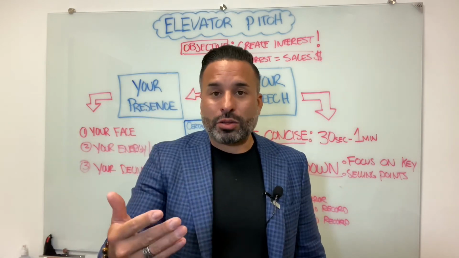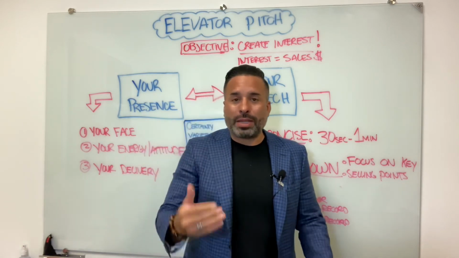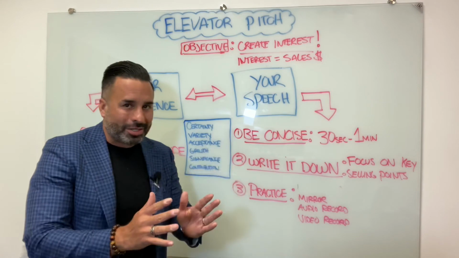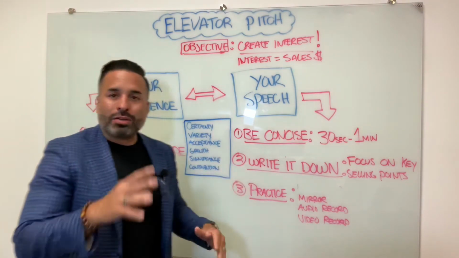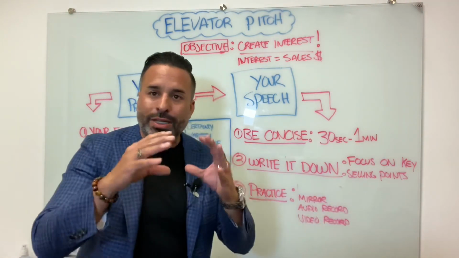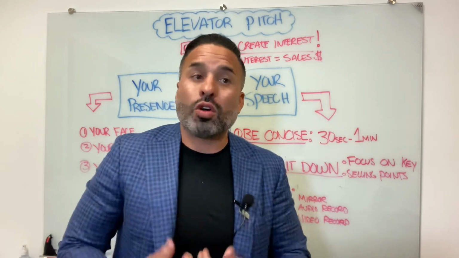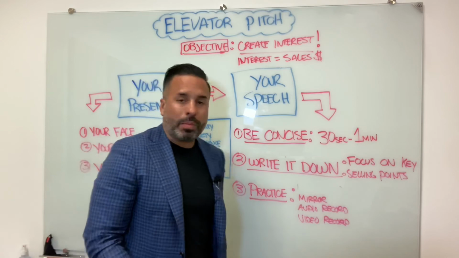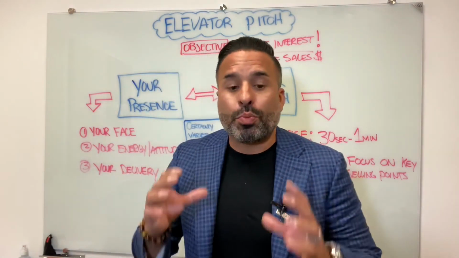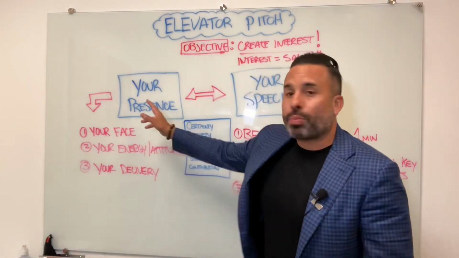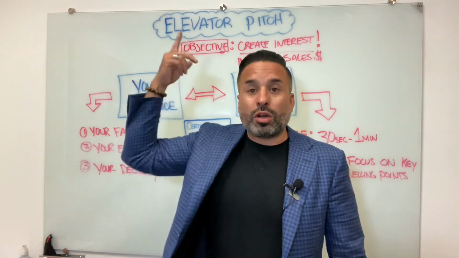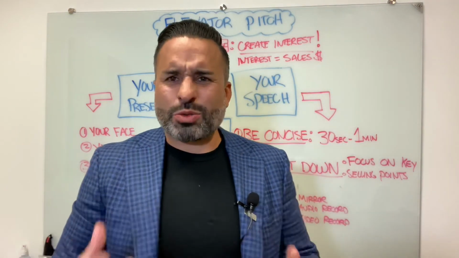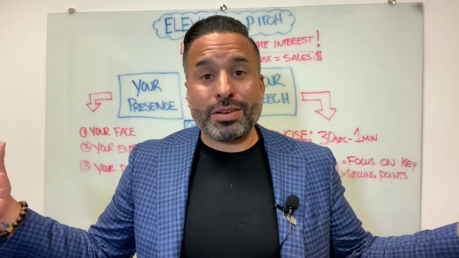So that's how you're going to do the next part. That's how you begin to practice, because that's what it takes. You need to be concise, 30 seconds to a minute. Write it down, get down your key selling points, put it into some very simple sentences. Who am I? What do I do? What's in it for them? And begin to practice it. Practice it in the mirror, practice it with your audio, practice it with your video. You combine your presence with your speech into a quick elevator pitch. You create connection, you create trust, you make the offer, you make the sale.